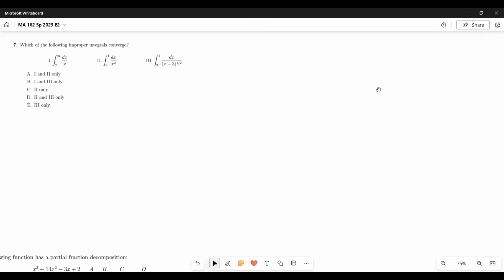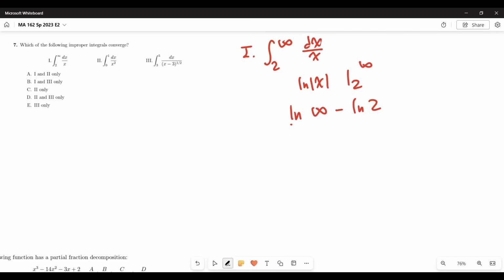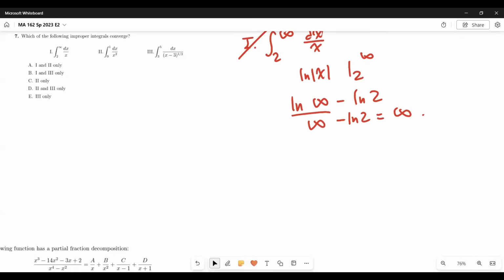Okay, so this question asks which of the following improper integrals converge. Let's look at the first one: the integral from 2 to infinity of dx over x. This is ln x from 2 to infinity, right? So ln infinity minus ln 2. ln infinity is just infinity, minus ln 2. This is just infinity, so this one doesn't converge. So this is not right, meaning A, B, and A, B are not the answer.